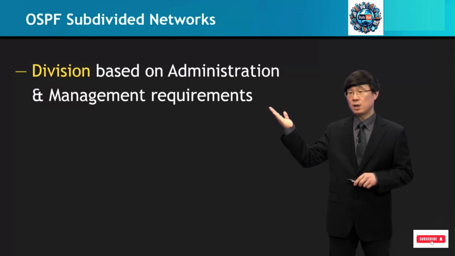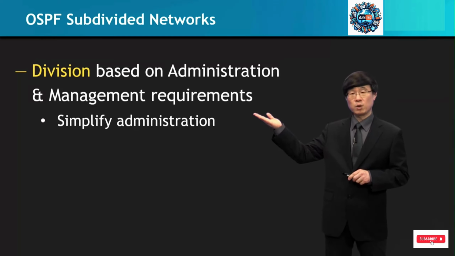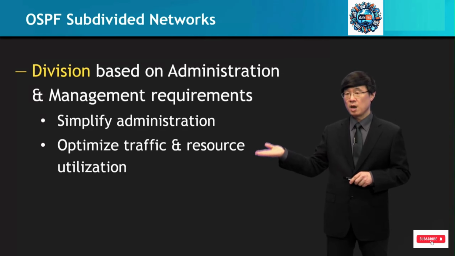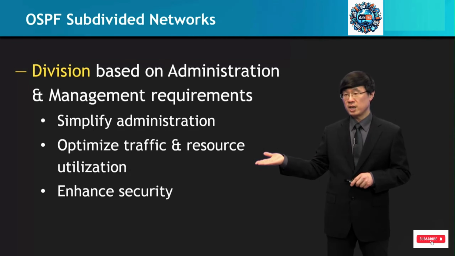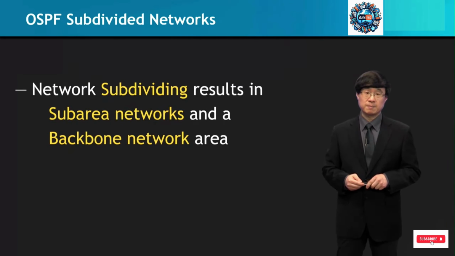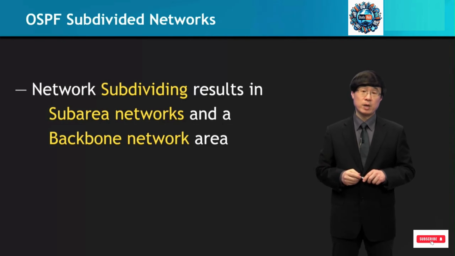OSPF subdivided networks. This is a division based on administration and management requirements. It is used to simplify administration, optimize traffic and resource utilization, enhance security, and enable faster routing updates. OSPF network subdividing results in sub-area networks and a backbone network area.